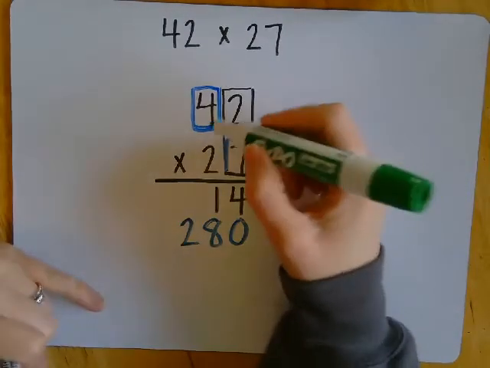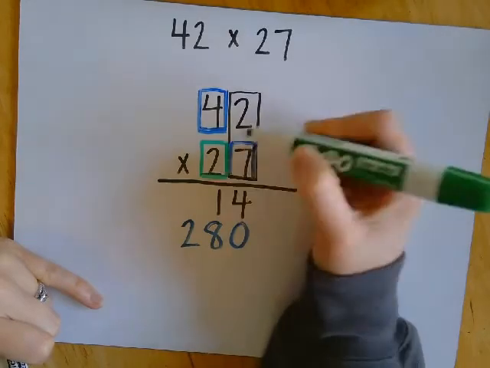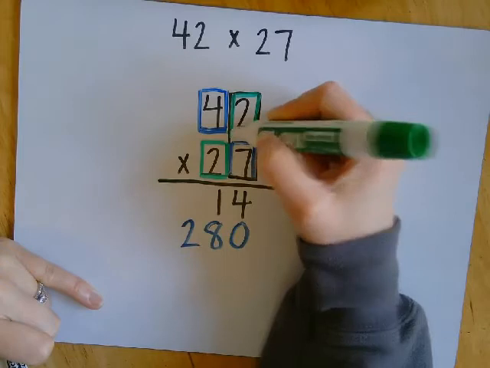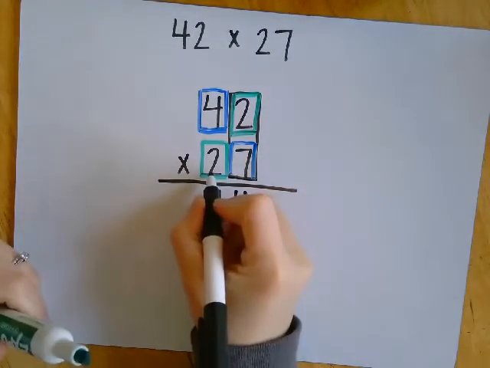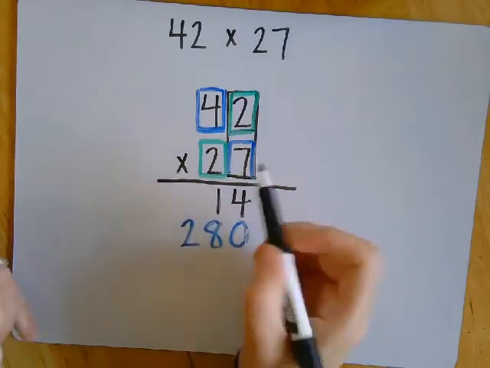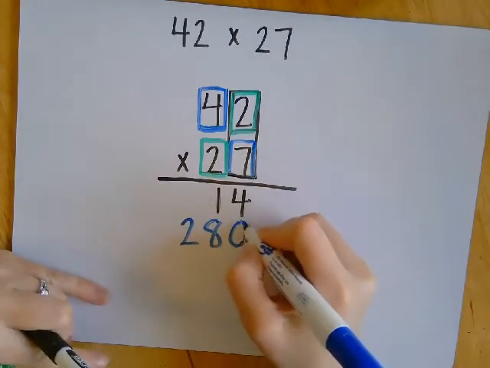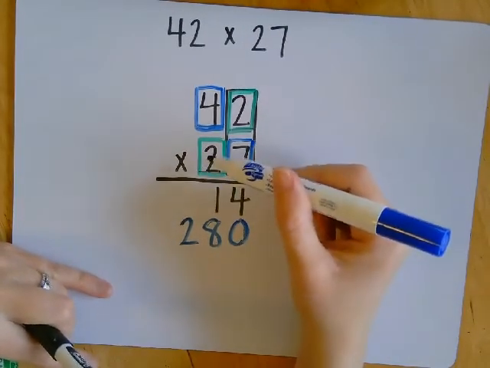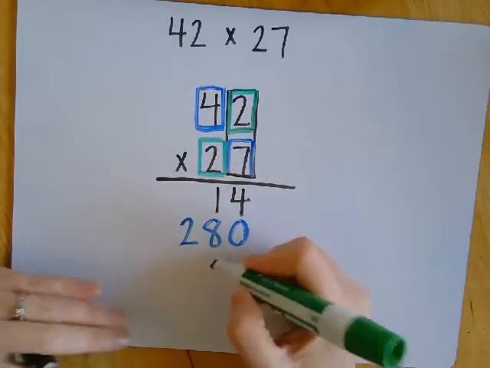Next, I'm going to move on to the tens place, and I'm going to multiply 20 times 2. So 20 times 2, I could think of that as 2 times 2, which is 4, but because it's in the tens place, I'm going to add a 0 in my answer. So that would be 40.